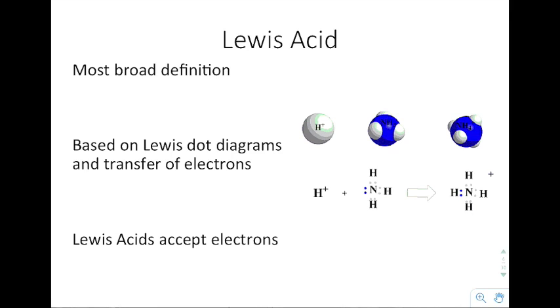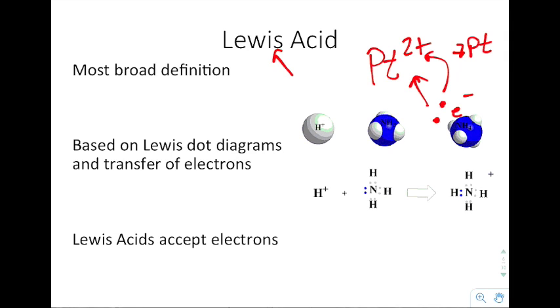Okay, there's a couple of different definitions though for acid. We're going to start off with the most broad definition, and that's that of a Lewis acid. A Lewis acid is something that can accept electrons. So if you have something like platinum 2+, platinum 2+ has the ability to accept 2 electrons. 2 electrons can come in and make this Pt with no charge. So this platinum 2+ would meet the definition of what we call a Lewis acid.